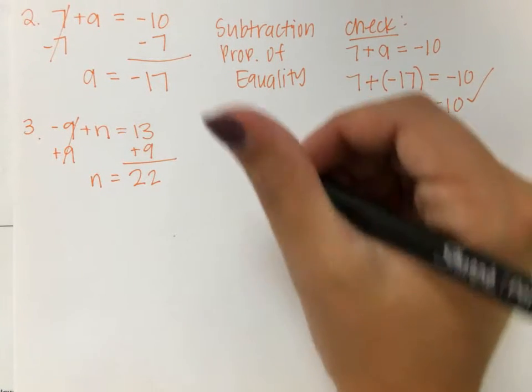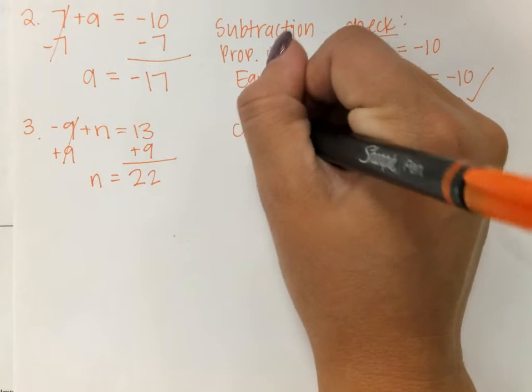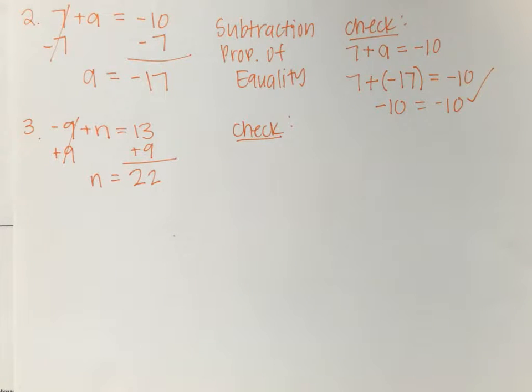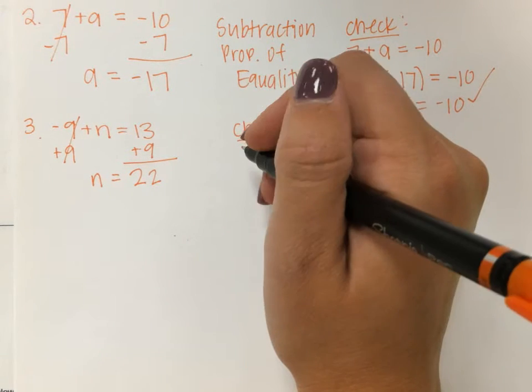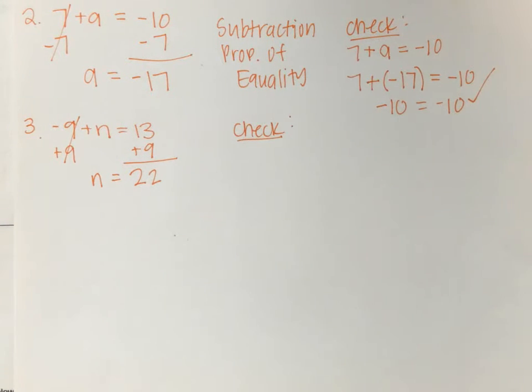Am I done yet? No. Got to check it. So I'm going to plug it in. So that means I have negative 9. Question? Oh, we don't have to do this. You tell me. What property is it? The addition property of equality. Good.